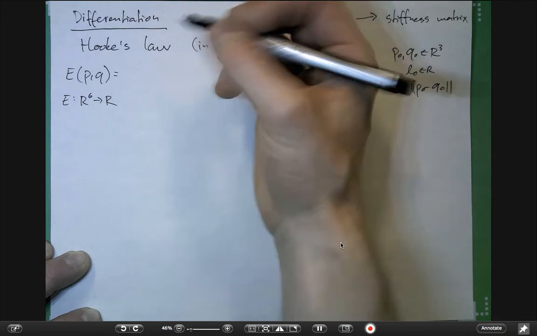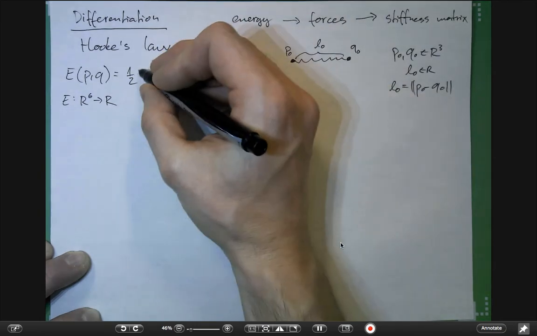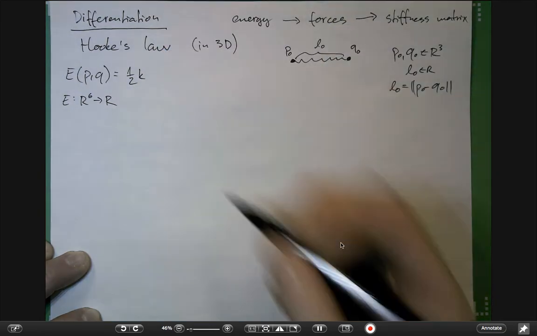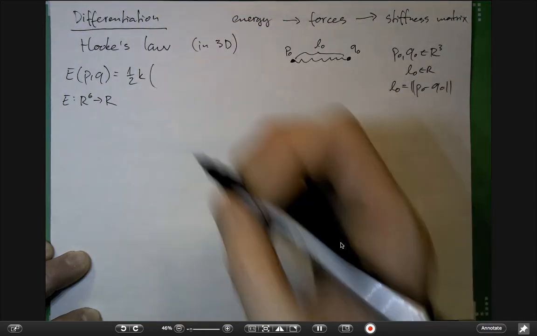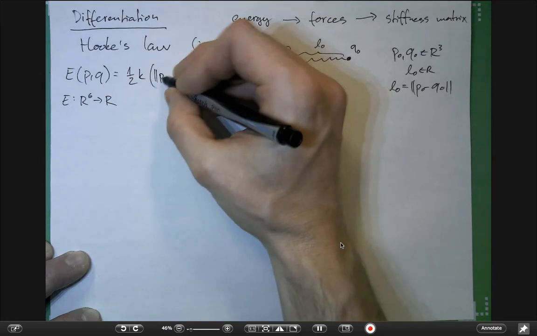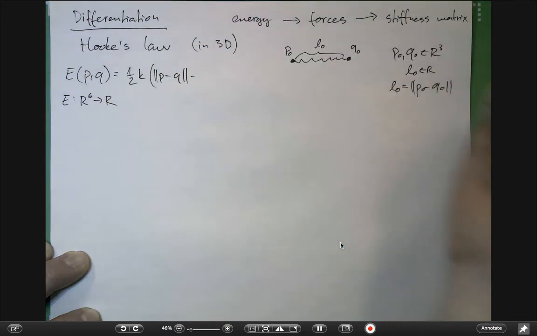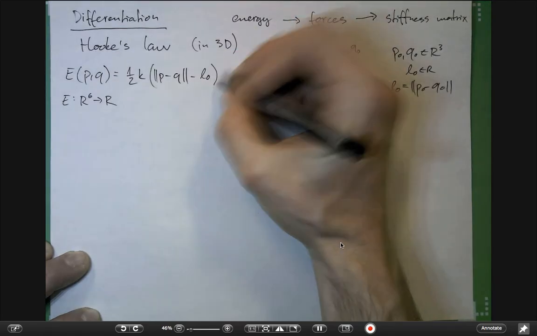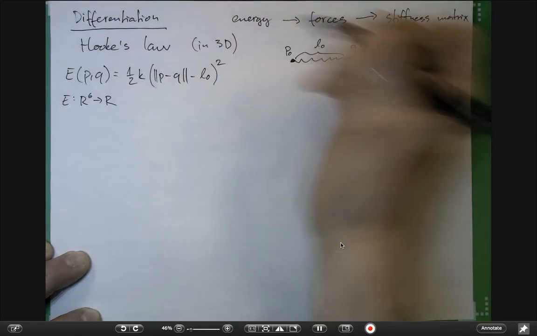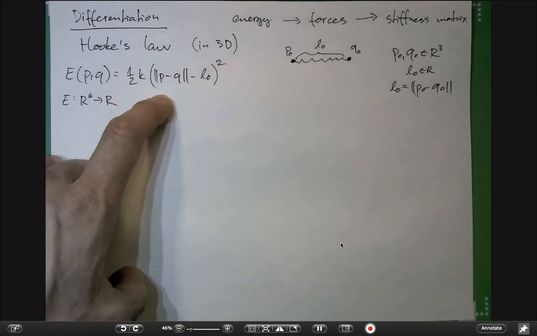Over 2? Yeah, I also like over 2. So the k will be a parameter of stiffness. P minus Q norm, minus P0 minus Q0 norm. I will call this L0, squared. Exactly. So that's exactly Hooke's law.